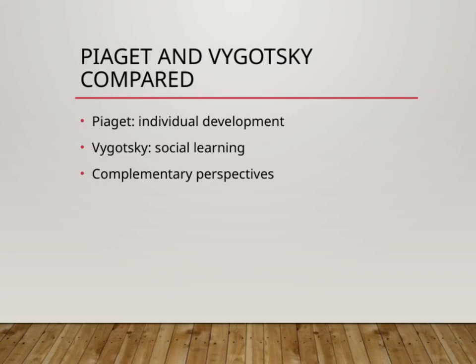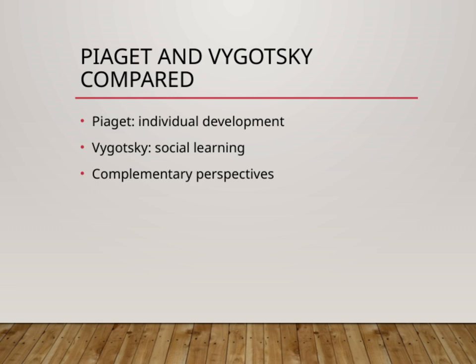Let's take a closer look at Piaget and Vygotsky, two influential theorists in understanding development. Piaget emphasizes individual development, focusing on how children actively construct their understanding of the world through stages of cognitive growth. His approach highlights the importance of internal processes and how kids learn through their own exploration. On the other hand, Vygotsky centers on social learning, emphasizing the role of social interactions and cultural context in development.